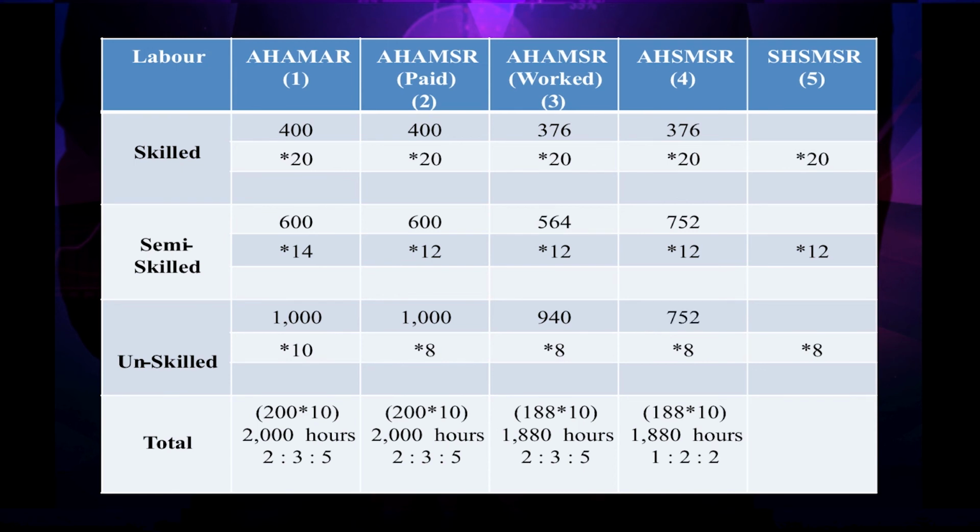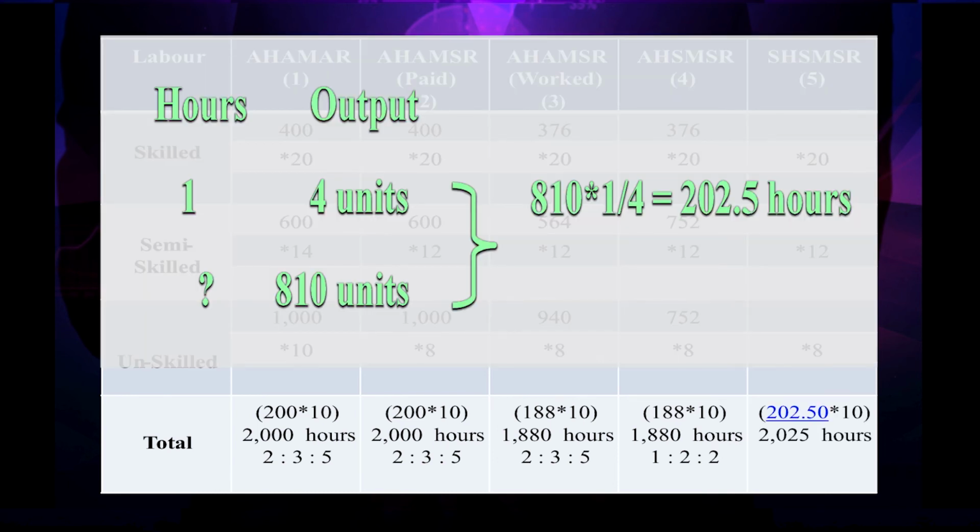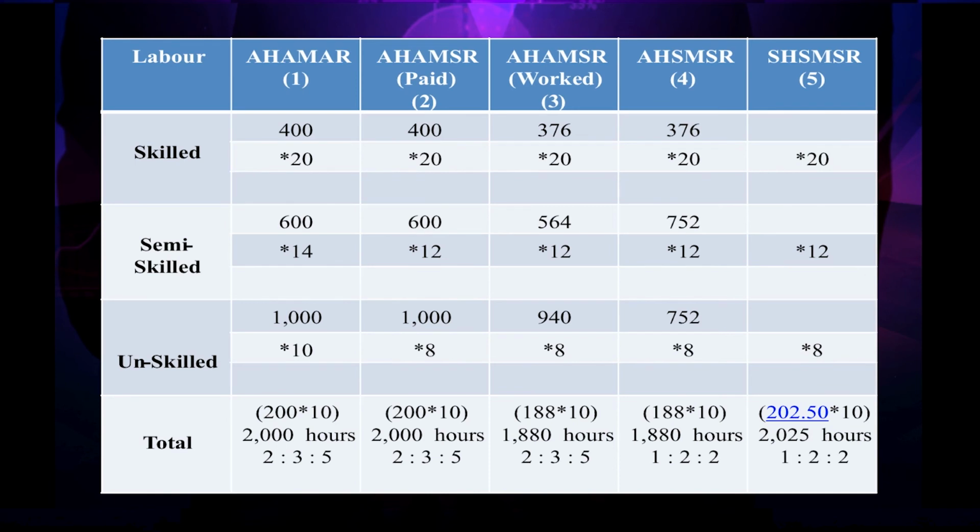Now, column 5, that is the final one, we have to find out based on the hours and output. 810 was the actual output and standard time was given. So, based on that, it is 2025 hours as a standard output for actual input, and that is to be divided between the 3 varieties in a standard mix, which is 1:2:2. When I divide, I get 405 hours for skilled, 810 hours for semi-skilled, 810 hours for unskilled.